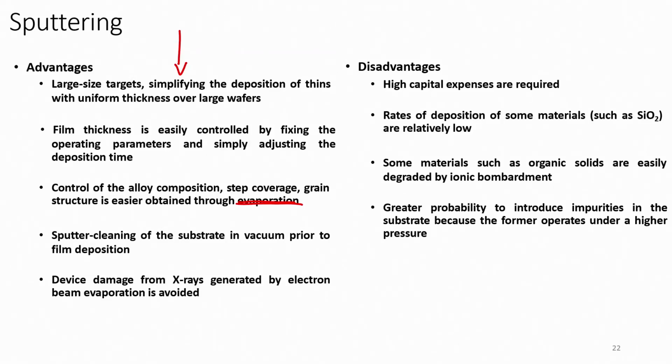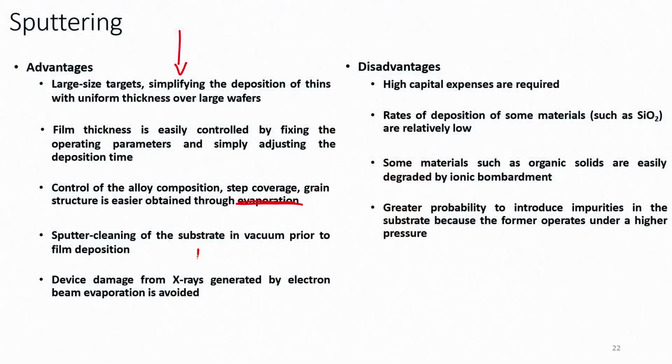And finally, the device damage that happens from generation of X-ray in E-beam can be avoided in case of sputtering. So, if you see, the device damage from X-rays generated by electron beam evaporation is avoided. These are few advantages of sputtering.